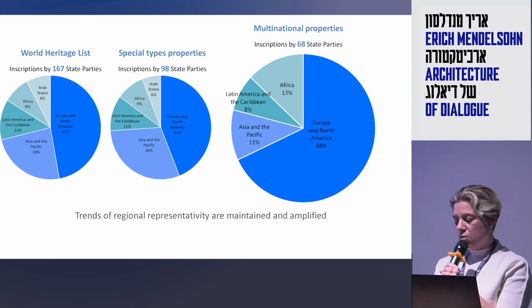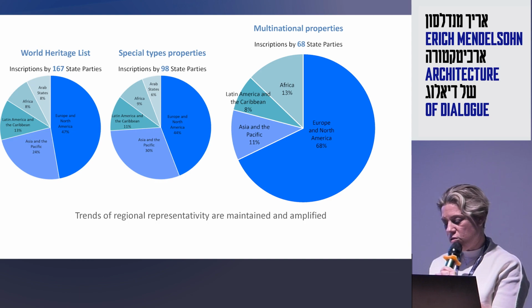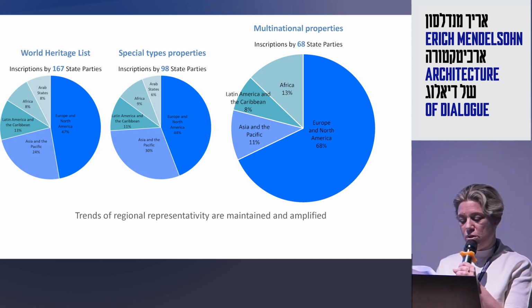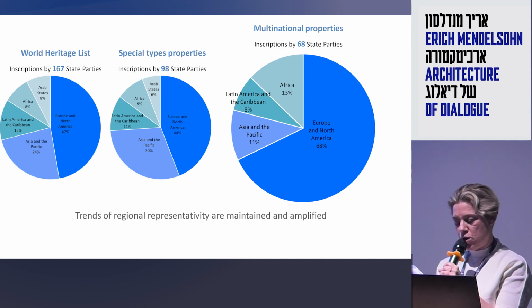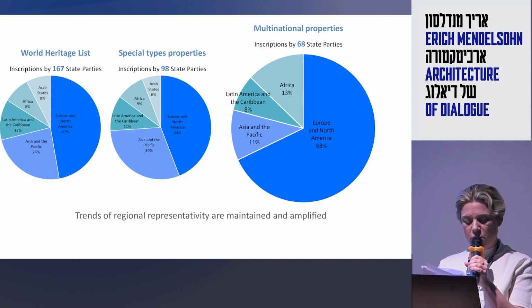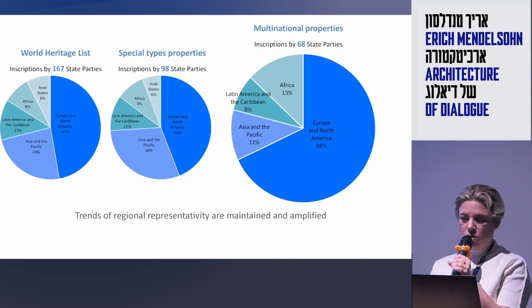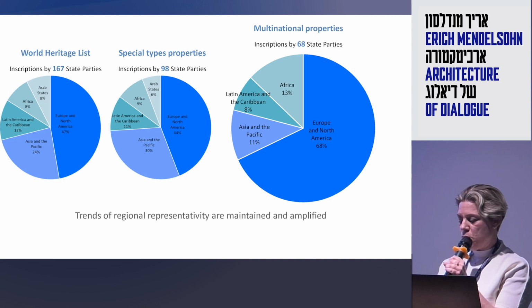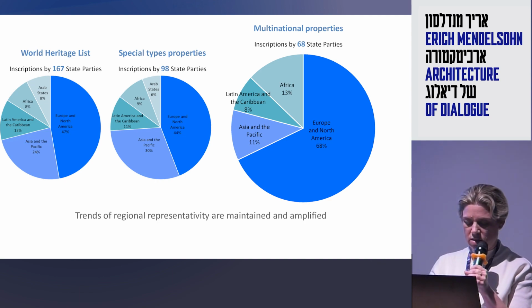Europe and North America region grows to be 68% of all inscriptions, while the Arab region vanishes with zero participation. However, Africa's growing share can be attributed to its transboundary natural inscriptions in the 1980s and 1990s.